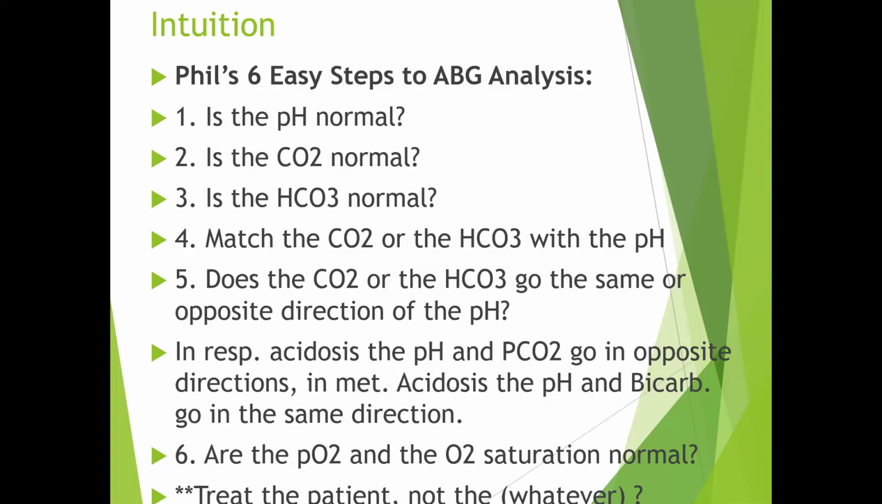So CO2, I look at next. I look at the bicarb. I match the CO2 to the bicarb with the pH. What's going up, what's going down? Do the CO2 and bicarb go the same or opposite direction of the pH? Respiratory side, opposite. Metabolic side, same. In a respiratory acidosis, they go in opposite directions. In the metabolic side, same direction. And then the oxygen and O2 saturation. Now, that just tells me whether or not I really need to intubate them, whether or not it's a pulmonary embolism. If I see a PO2 less than 60, I'm thinking pulmonary embolism. And then again, treat the patient, not the lab.